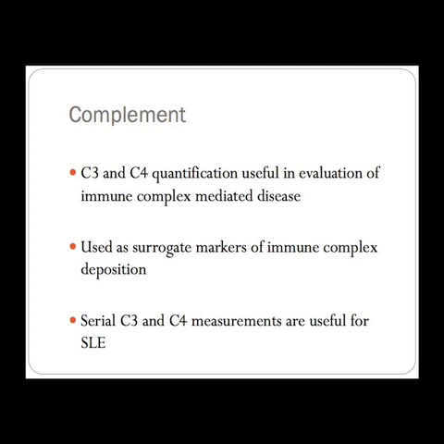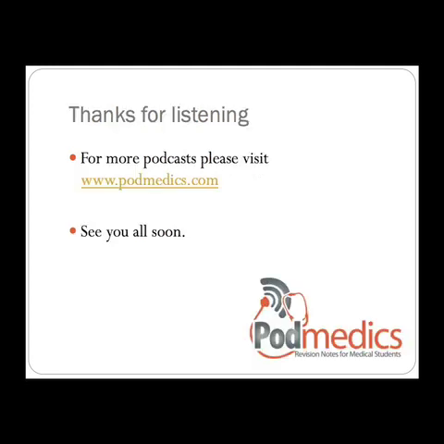And this really explains how serial measurements of C3 and C4 are useful in the monitoring of SLE. As with active SLE, there will be a normal C3 and a reduced C4. With very severe SLE, there will be reduced C3 and C4, and in inactive, both C3 and C4 will be normal. So this completes the podcast on the diagnosis of autoimmune diseases.